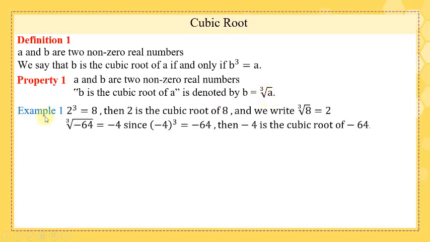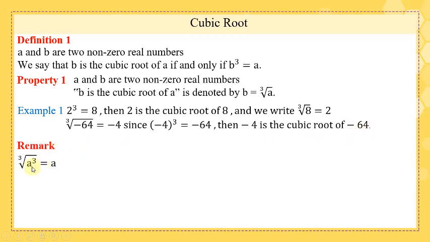Example: 2 to the power 3 is equal to 8. Then 2 is the cubic root of 8, and we write it: cubic root of 8 is equal to 2. Cubic root of minus 64 is equal to minus 4, since minus 4 to the power 3 is equal to minus 64. Then minus 4 is the cubic root of minus 64.